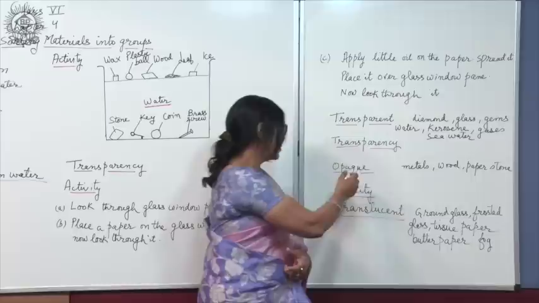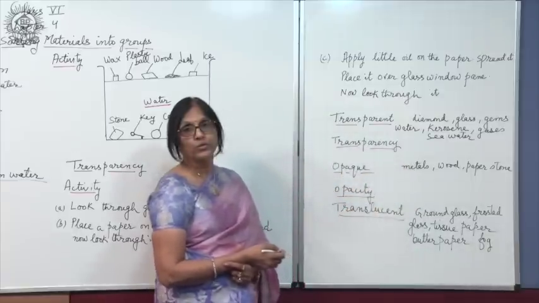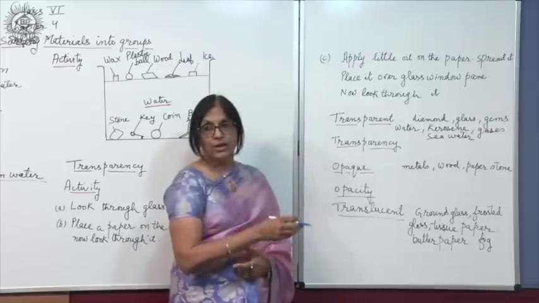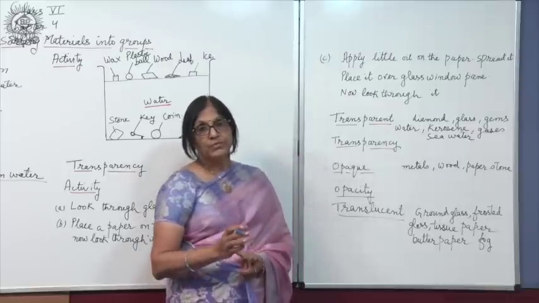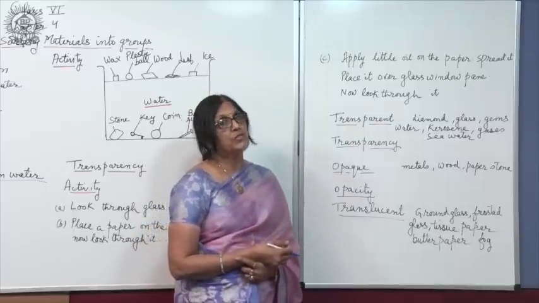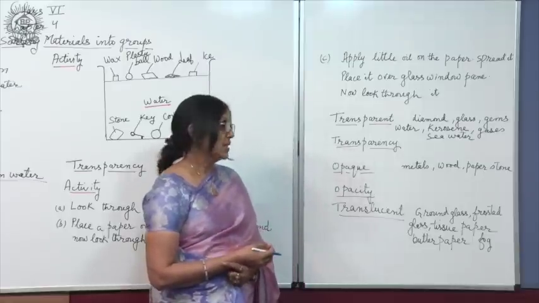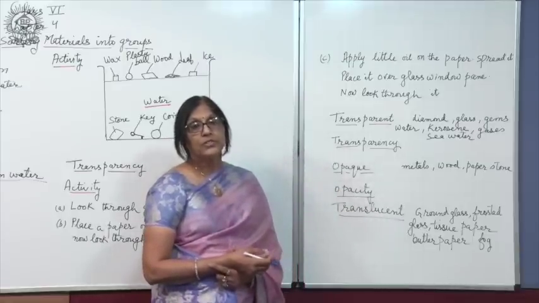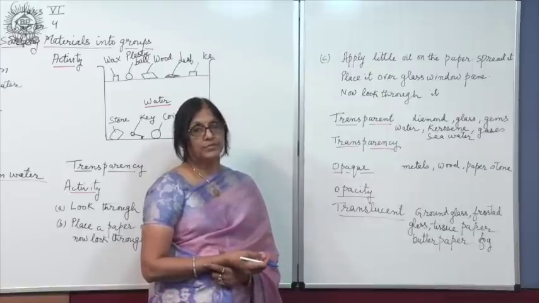And what are the examples of the opaque materials? Metal, wood, paper, stone. Here also you can do this yourself. Look around, collect some materials, try to look through it and find out, separate the materials which are opaque. Make a list of those materials which are opaque, through which you cannot see anything. And opacity is the property of the material through which you cannot see anything, through which the light cannot pass.